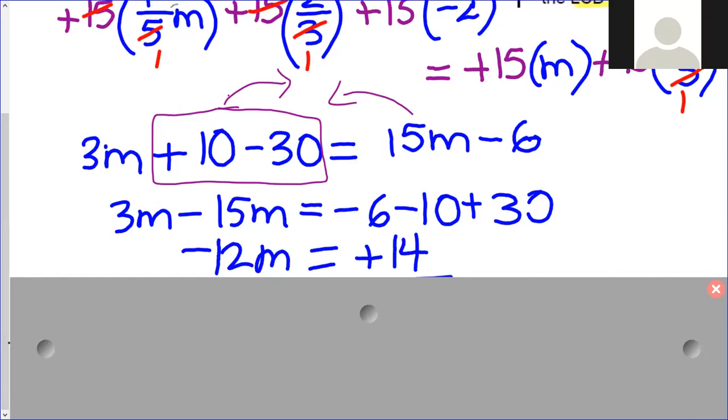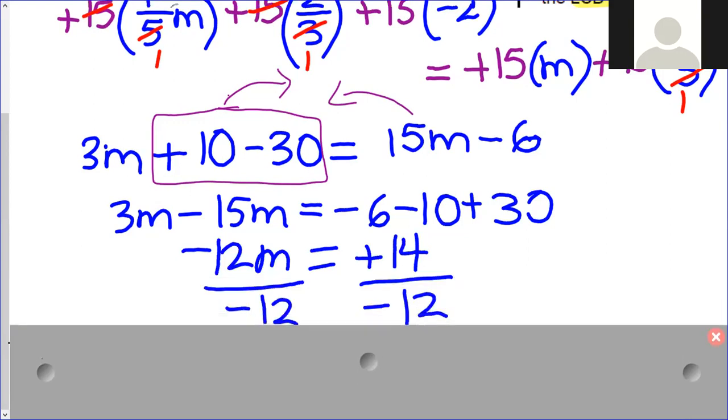How do I get m by itself, Kelly? Divide both sides by 12. And it's actually negative 12. I have to divide both sides by negative 12. You cannot forget the negative in front of the 12. Can I leave my answer like that?